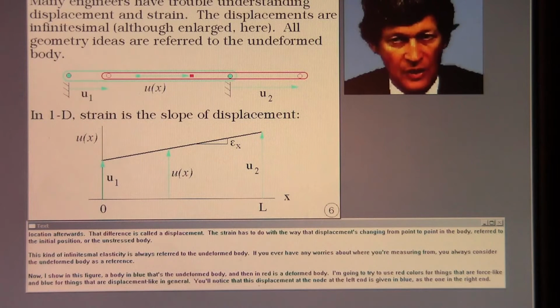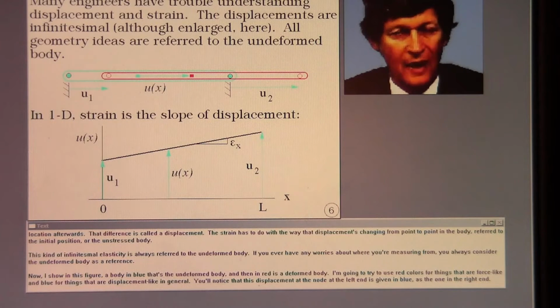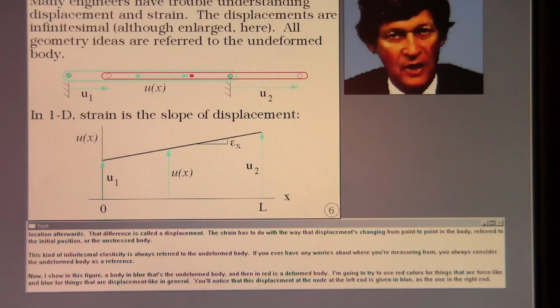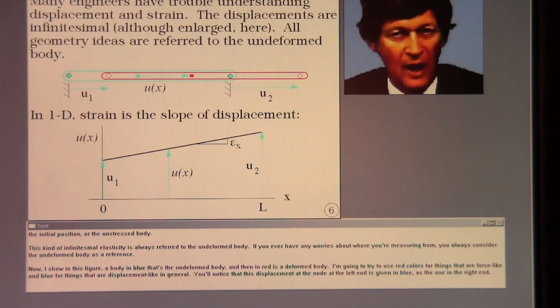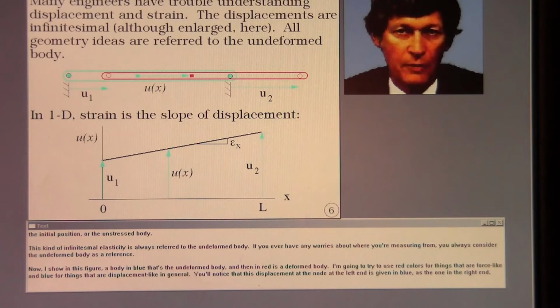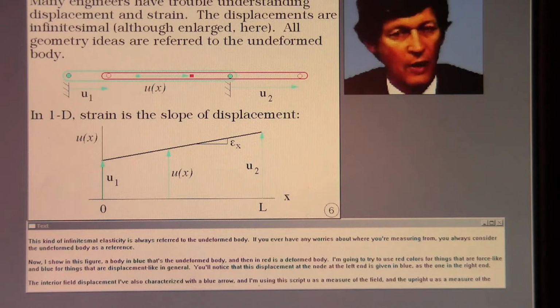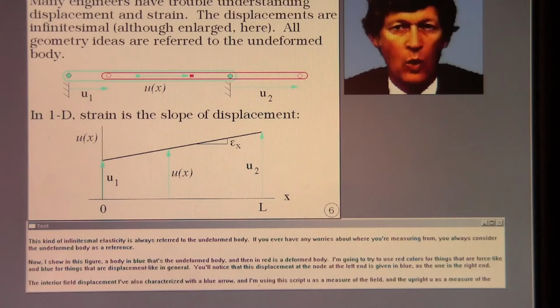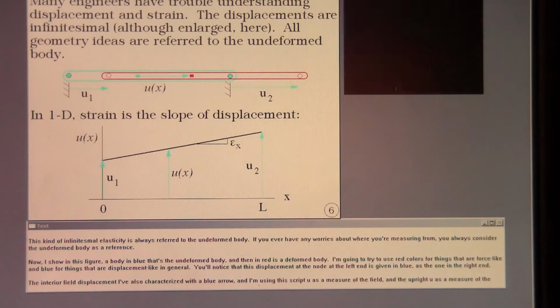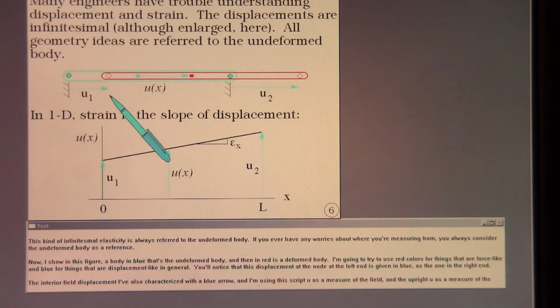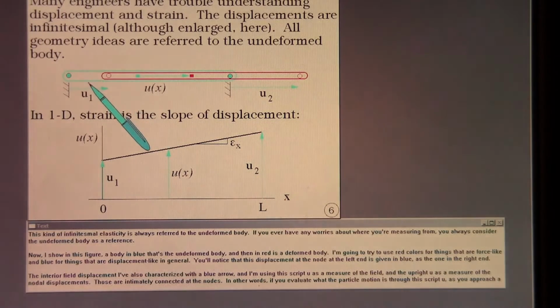Now, that difference is called a displacement. And the strain has to do with the way that that displacement is changing from point to point in the body, referred to the initial position or the unstressed body. This kind of infinitesimal elasticity is always referred to the undeformed body. If you ever have any worries about where you're measuring from, you always consider the undeformed body as a reference. Now, I show in this figure a body in blue that's the undeformed body, and then in red is a deformed body.